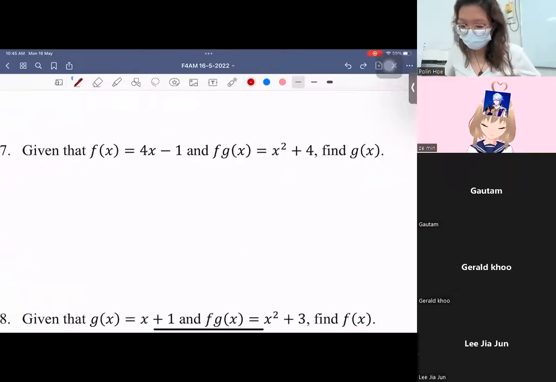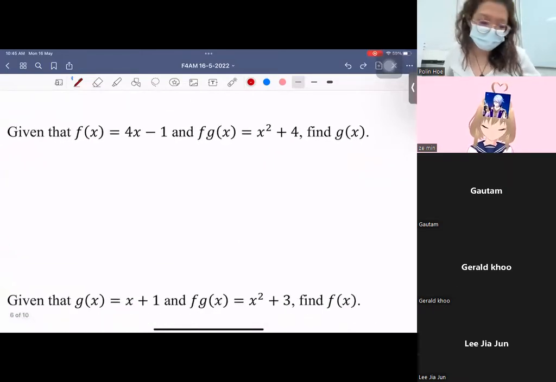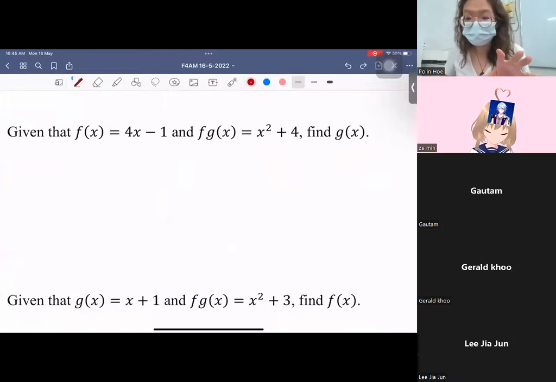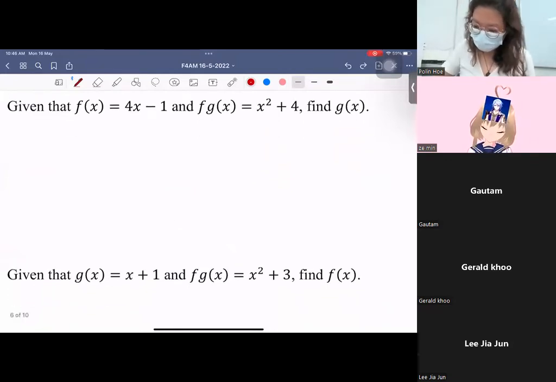This one, do you need my help? Question 7, you actually don't need my help because this is really the basic. If you cannot do this, then it means you cannot do composite function. Later, I will send you the PDF, don't worry.